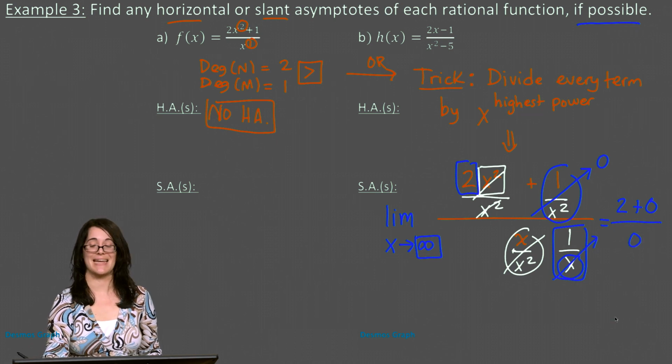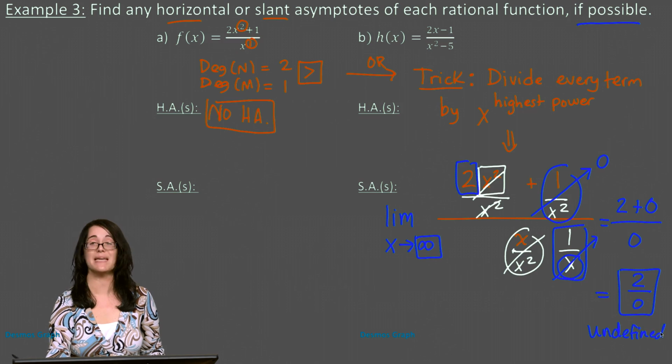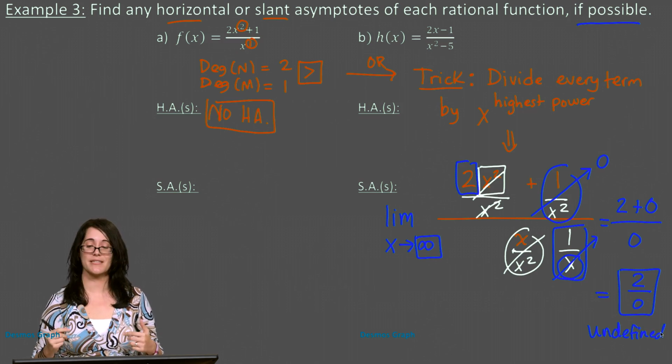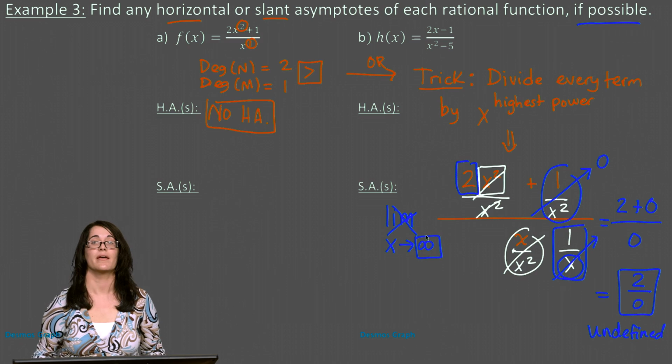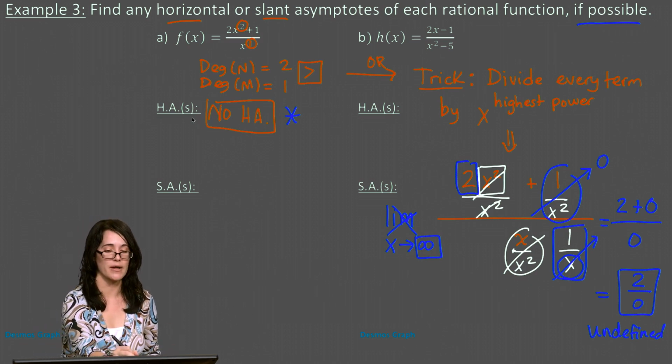But notice that can't happen. This is saying that we would have 2 over 0 that we'd be approaching. But this is undefined, which means it's telling us something. It's telling us there is no limit. No such limit exists, which means there is no horizontal asymptote.